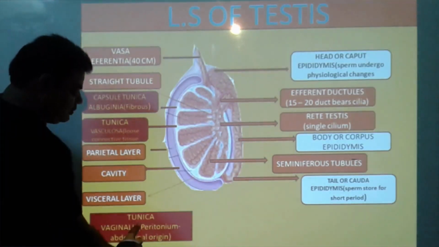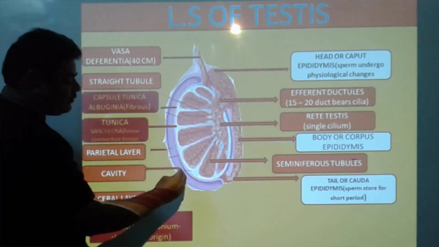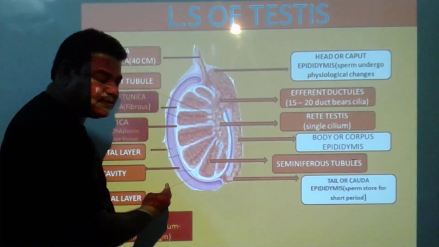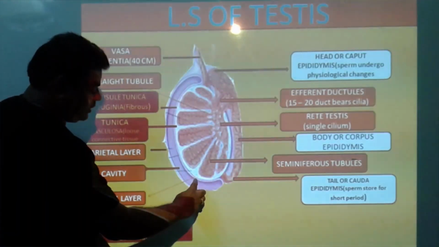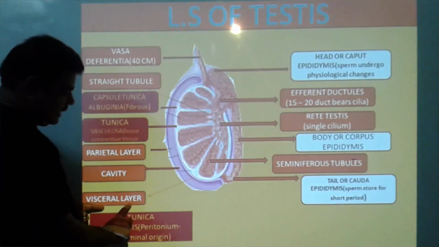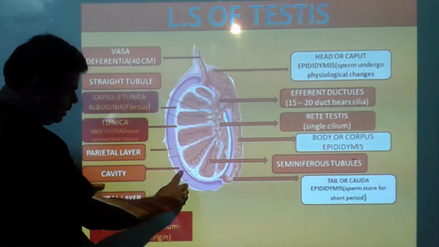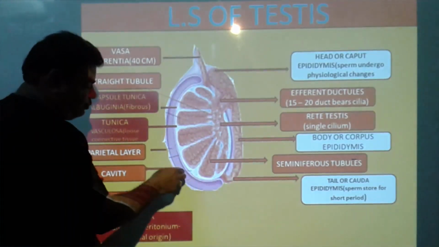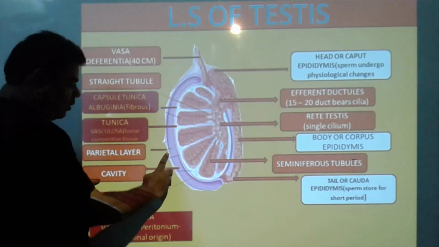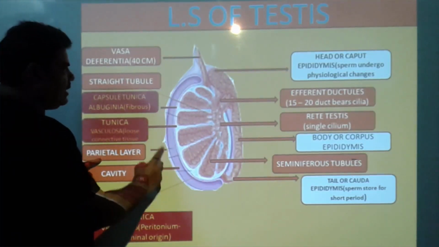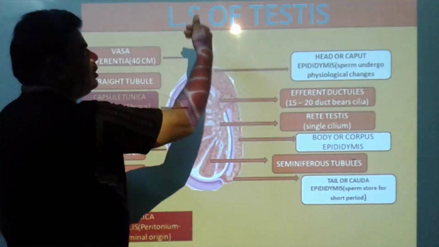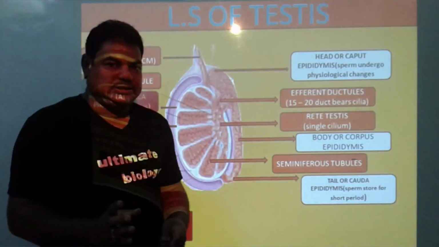These are the protective walls. The tunica vaginalis is again differentiated into three layers. The innermost is known as the visceral layer. The middle is a cavity in which fluid is present, and the outermost is the parietal layer. So this is all about the LS of testes.